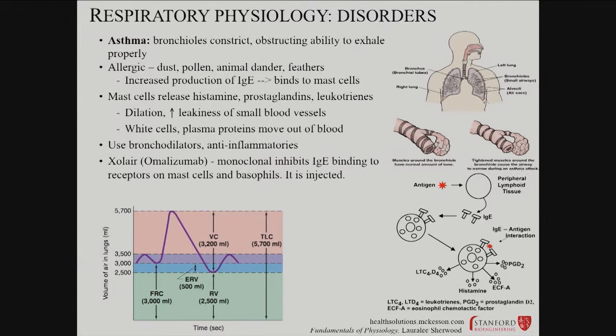So the way you treat it acutely, you can adjust the sympathetic, parasympathetic balance with bronchodilators. Albuterol, for example, is a sympathetic agonist that will dilate. Also, anti-inflammatory agents that inhibit mast cell action are important both acutely and chronically. Some people with asthma are on chronic treatment. Some people take steroids. Some people take monoclonal antibodies that inhibit IgE binding to receptors on mast cells.